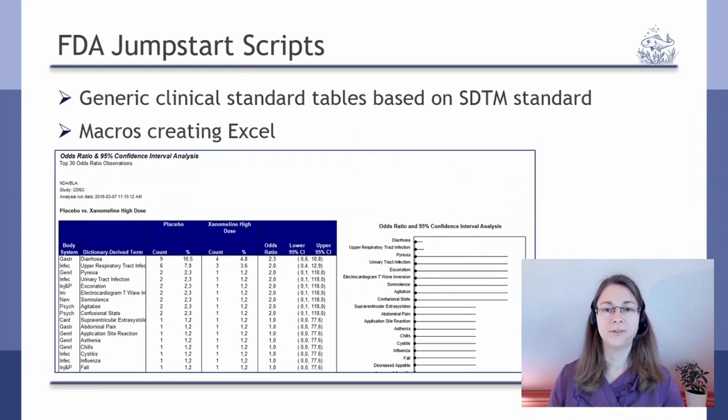The FDA, which is a US medical authority, has also provided an open source framework which is called the FDA Jumpstart scripts. This creates a very generic clinical standards table based on the clinical standard data format, which is called SDTM. And these are various macros which create finally in the end Excel files with complex tables and also graphs in there. But this tool is as well available as open source. So if you would like, instead of Excel, to have different output, you just can take the tool available, modify it, and apply it to your own data.